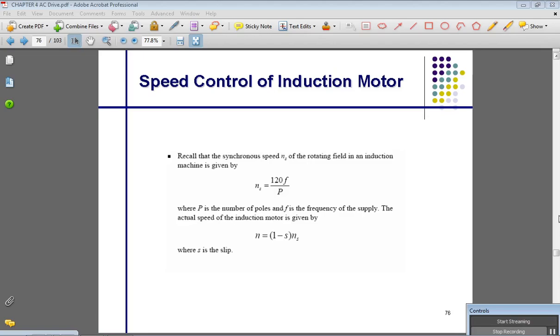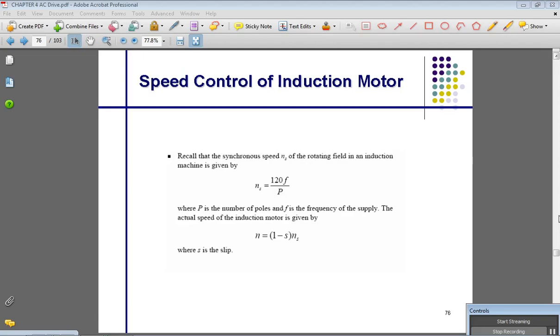Recall that the synchronous speed Ns of the rotating field in an induction machine is given by Ns = 120F/P, where P is the number of poles and F is the frequency of the supply. So you can see that changing the frequency or the number of poles will change the synchronous speed, and at the same time the rotor speed will also change.